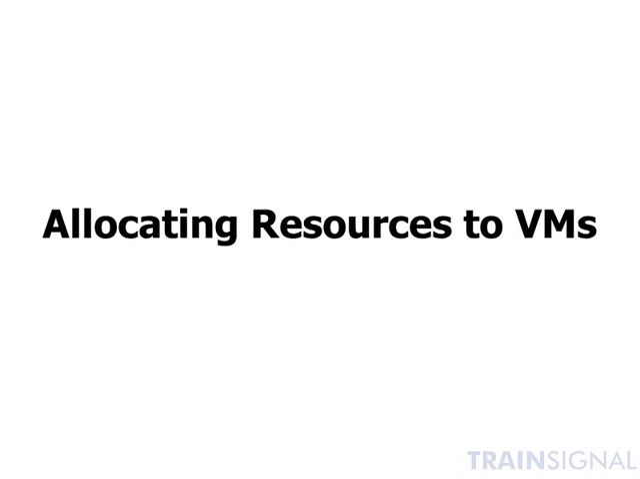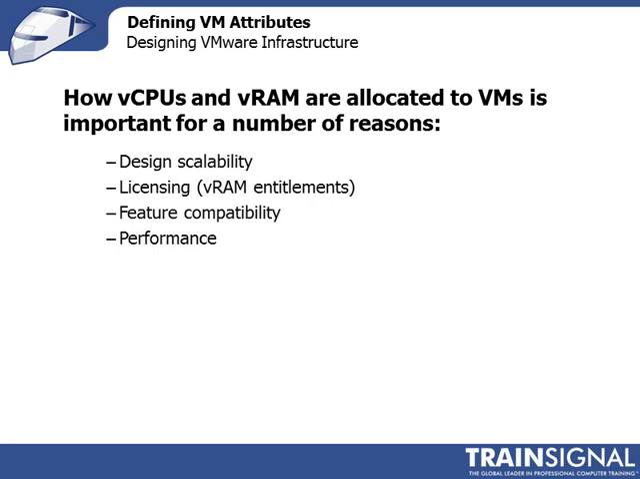When we talk about allocating resources to VMs, there are a number of different resources that we'll have to discuss here. Ones that jump to mind immediately, of course, are going to be virtual CPUs and virtual RAM. And the amount or number of virtual RAM and virtual CPUs that you allocate to VMs are obviously going to be very important to the overall design.